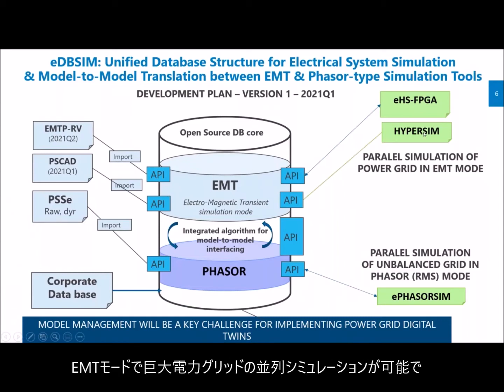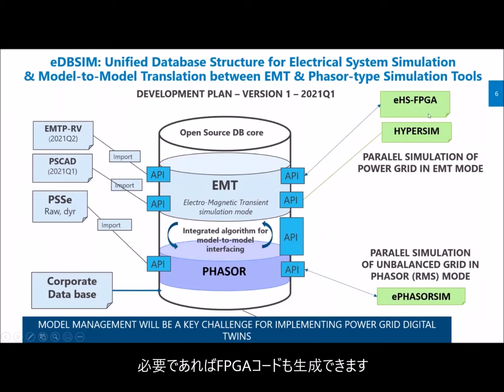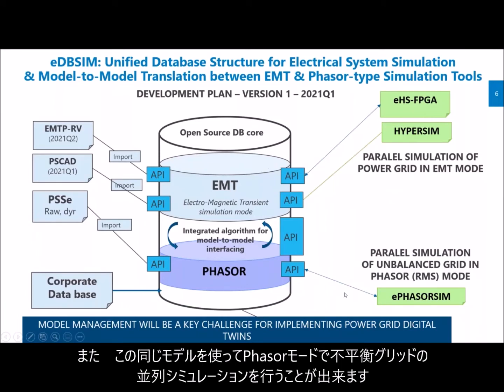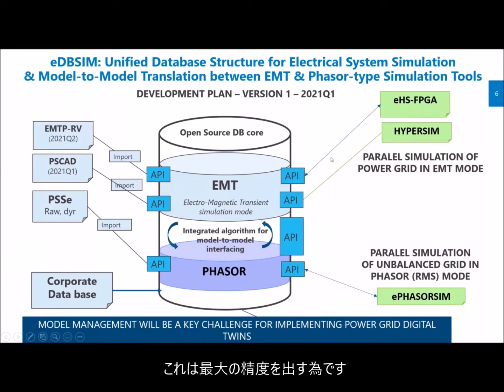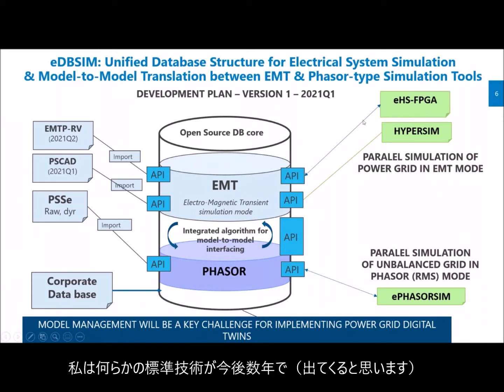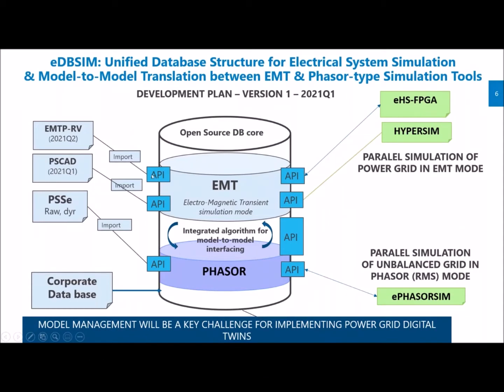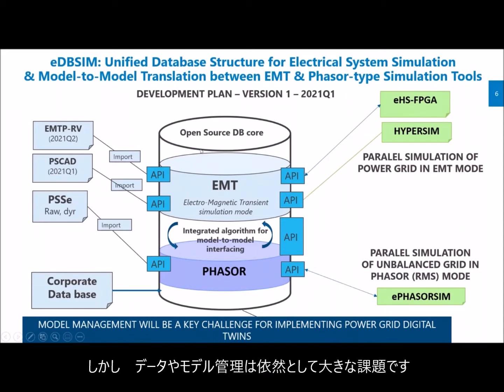So then we decided to make a central database here to be able to generate the model for IPSM, to be able to make parallel simulation of large power grids in EMT mode. We can even generate the FPGA code if we require. But also, we can take these same models and make parallel simulation in unbalanced grid with Phasor mode, because in most cases, maybe we'll need to have a mix of EMT with Phasor mode. So the idea is to reach the maximum accuracy, but to control the system data. I think at the end of the day, this will become kind of a standard technology in the next few years. But the model management itself is still a very big challenge.